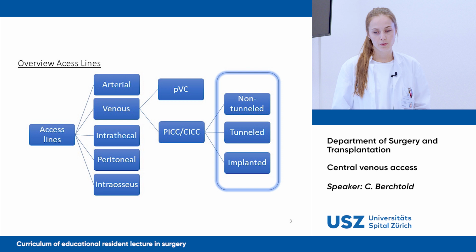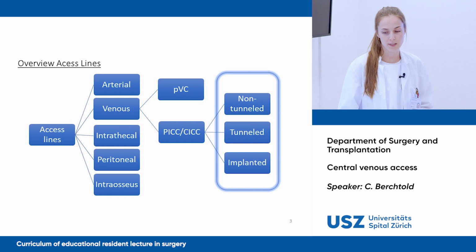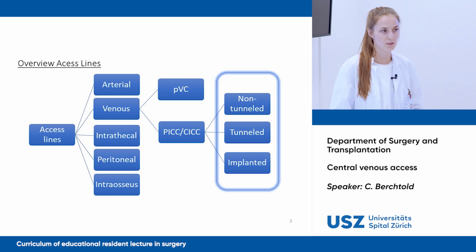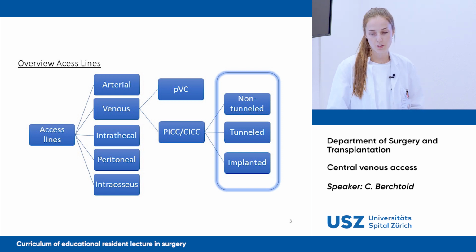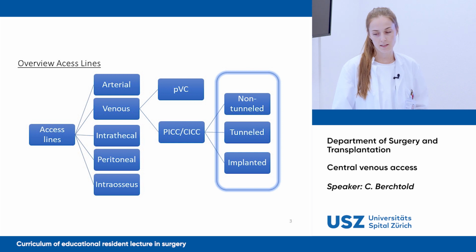Let me give you a short overview of all the different accesses that we have at hand. There's arterial access, venous access, intrathecal access, peritoneal access, and intraosseous access for administering drugs or volume if necessary. Today we're going to focus on venous access, which can be subdivided into peripheral venous catheters, peripherally inserted central catheters, and centrally inserted central catheters. There are three subtypes, and I'm going to talk about these in a minute.